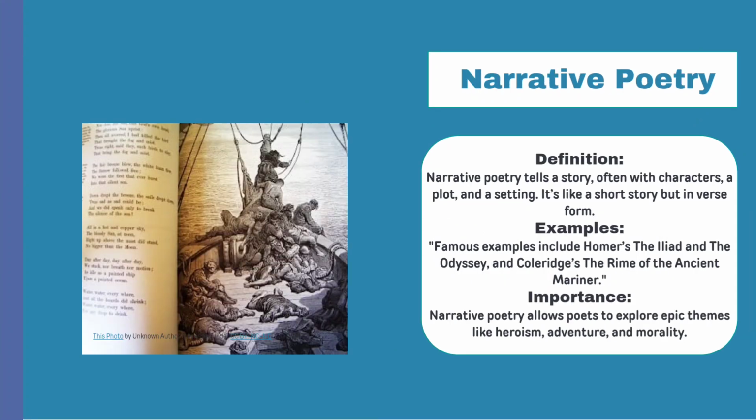So now we are going to learn about narrative poetry. Narrative poetry tells a story, often with characters, a plot, and a setting. It's like a short story but in verse form. Famous examples of narrative poetry include Homer's The Iliad and the Odyssey, and the famous work of Coleridge, the Rime of the Ancient Mariner. In the Rime of the Ancient Mariner, the mariner describes his experience but in verse form. That's why it is known as narrative poetry.